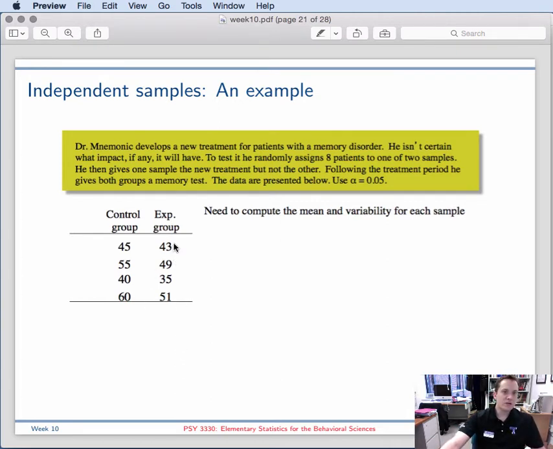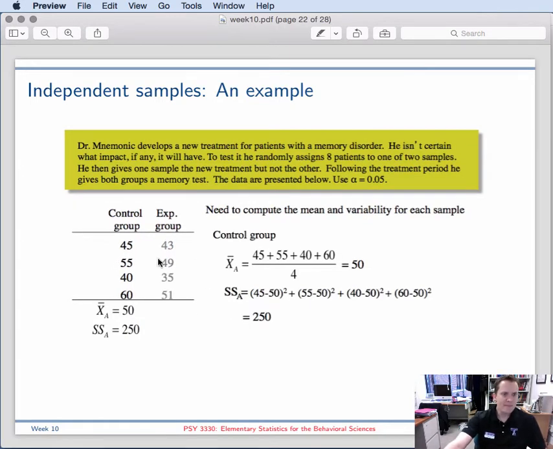Okay, first thing we need to do is compute the mean and the variability for each sample. What that means is we compute the mean, and then we also compute the sum of squares. So you remember how to do that. You find the mean, find the deviations, and then square up all those deviations and add them up, and that's your sum of squares. So we'll do that for the control group. We get a mean of 50 and a sum of squares of 250.